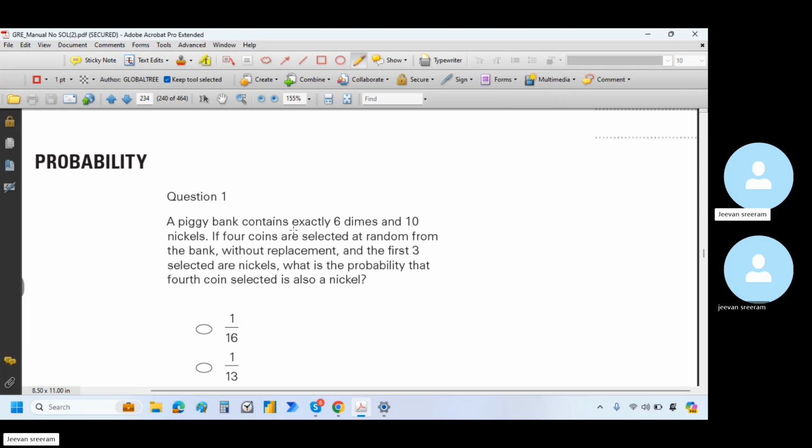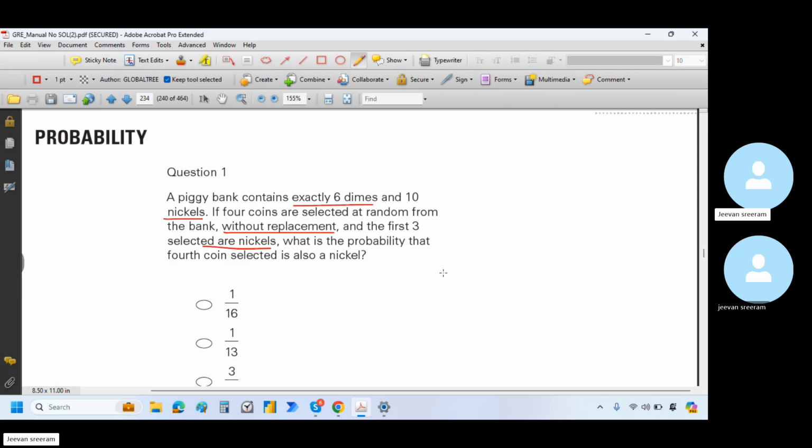A piggy bank contains exactly 6 dimes and 10 nickels. If 4 coins are selected at random from the bank without replacement, so if you take one out, there must be a reduction in the number of coins in the piggy bank, because the selected one is not being replaced. And the first 3 selected are nickels. It was already confirmed the first 3 selected are nickels. What is the probability that the fourth coin selected is also a nickel?